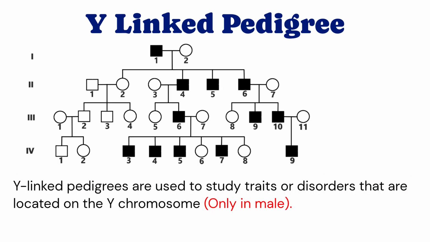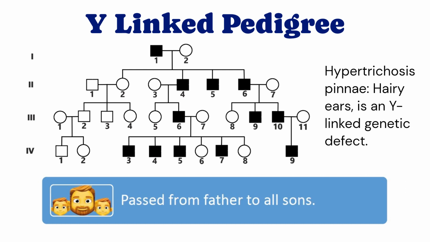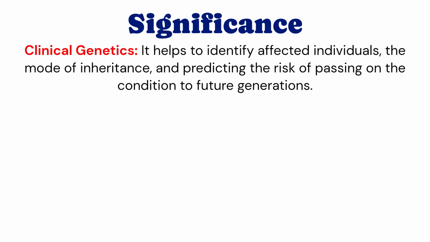Y-linked pedigrees are used to study traits or disorders that are located on the Y chromosome. Since the Y chromosome contains very few genes and is only present in males, Y-linked traits are passed exclusively from father to son. Only males are affected here and it passes from father to all his sons, and it doesn't skip generations.